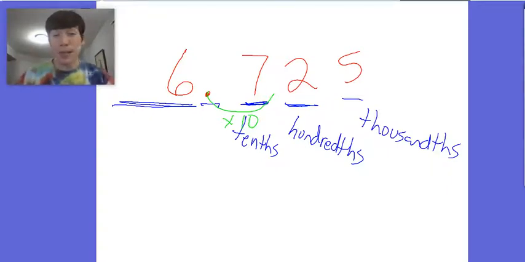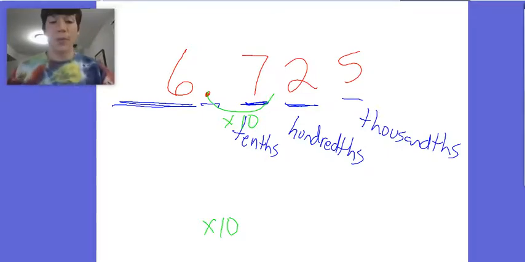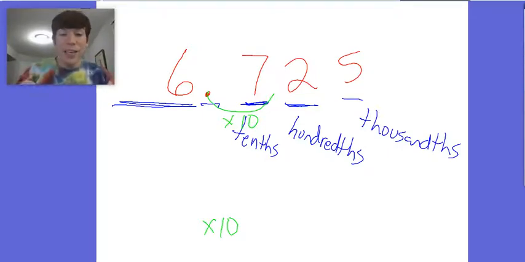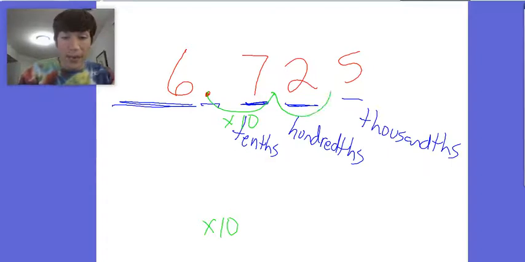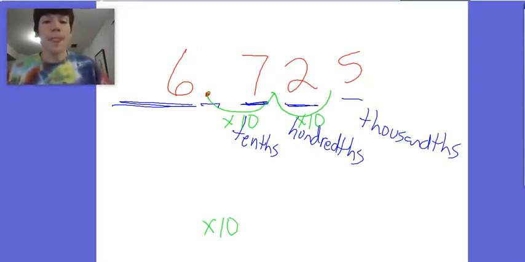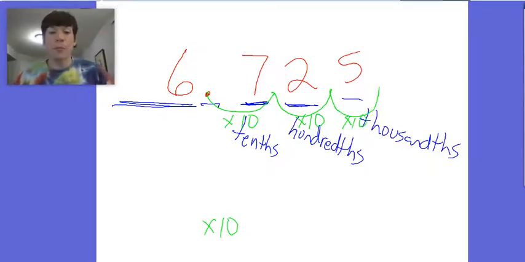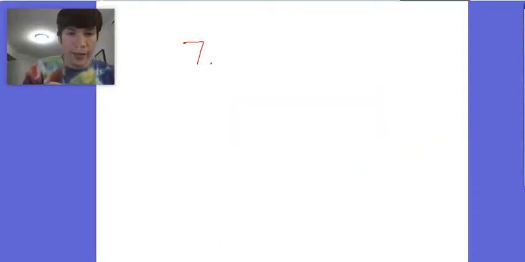If we want to multiply by 100, multiplying by 100 is the same as multiplying by 10 twice. So if I want to multiply by 100, all I have to do is move the decimal twice to the right, which is the same as multiplying by 100. And if I want to multiply a number by 1,000, that's the same as multiplying by 10 3 times, which is the same as multiplying by 1,000. Now, to get an idea of what this looks like, we'll look at an example.